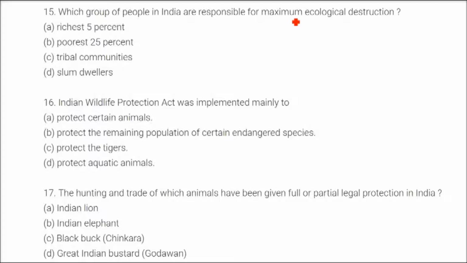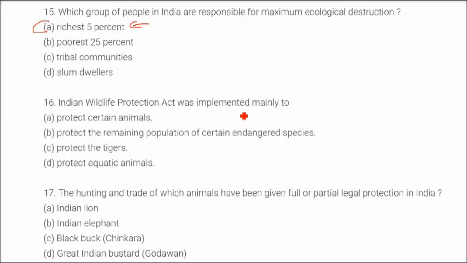Which group of people in India are responsible for maximum ecological destruction? The answer is the richest 5% of the people. And in the chapter it is given that they also don't take responsibility to replenish it, to do something to save it, to conserve it.